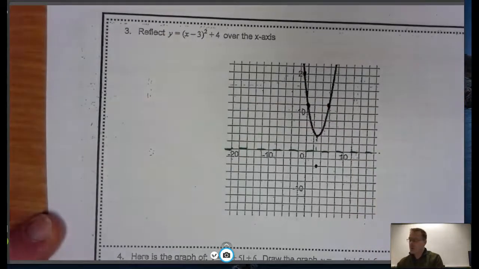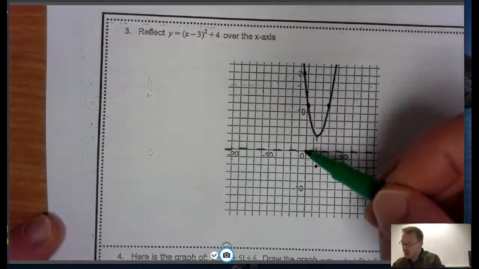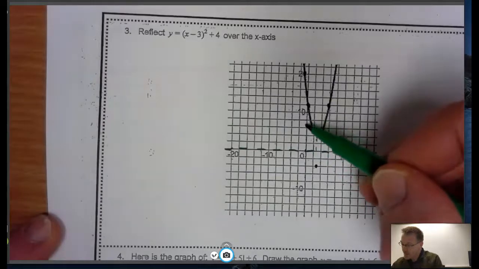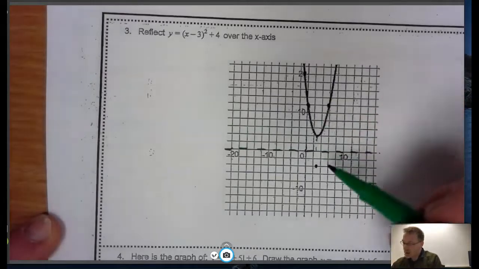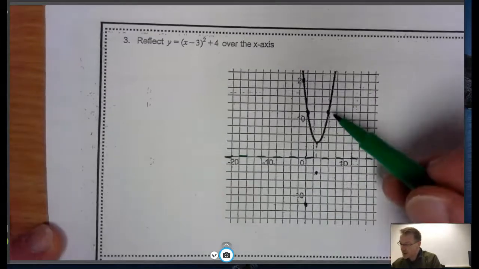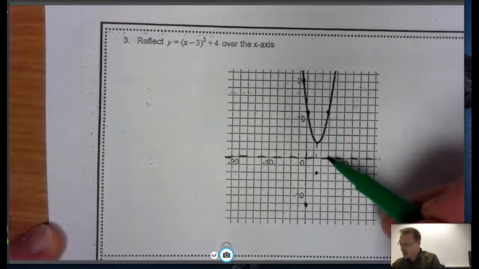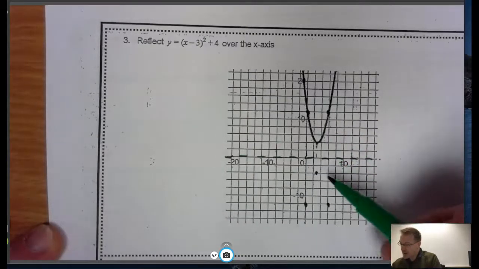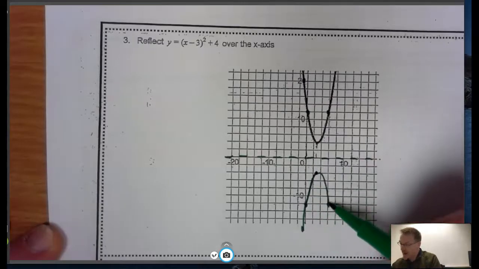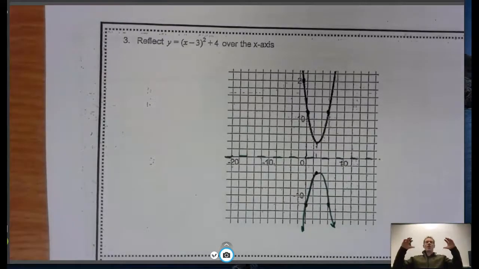So I can count those off: this is up 2, 4, 6, 8, 10, 12 from our line of reflection. That means that would be down 12 as well. So 2, 4, 6, 8, 10, 12, and that point would end up here. Same thing for this point. I'd go down 12, and then down 12 again. You can see that we get that same graph, but now it's reflected over the x-axis, and it looks exactly the same. Same shape, same size. It's just in a different position based on how we reflect it.